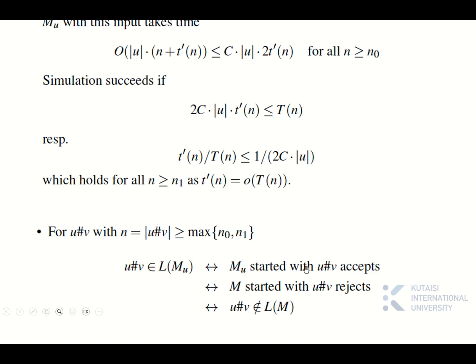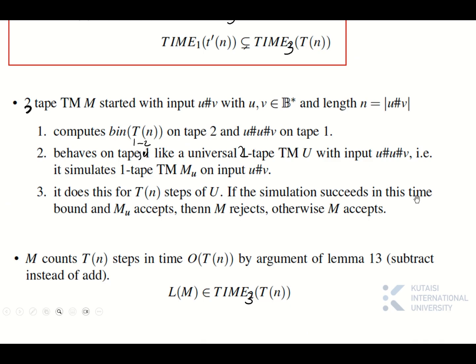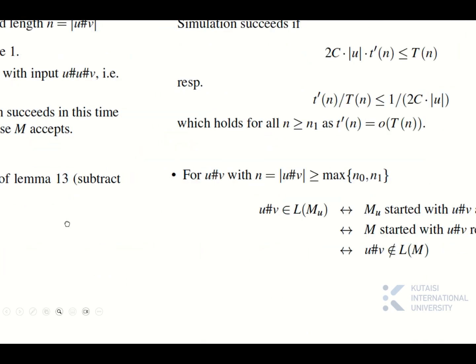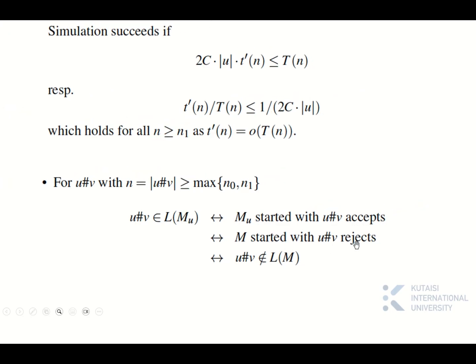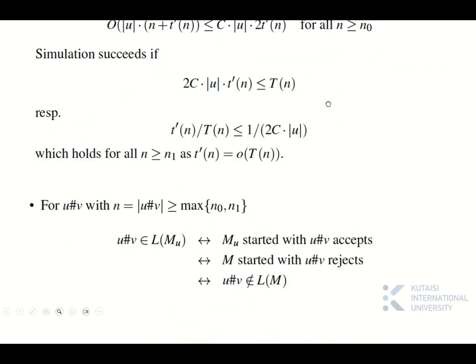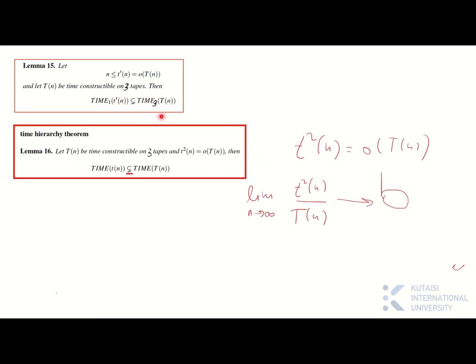Now mu started with input u and v accepts. How I designed my machine, if the simulation succeeds, then I reject. So this means that m started with uv will reject. This is the definition of my m, if and only if. And if this rejects, that means that u hashtag v is not in LM. So I just proved to you that there is some input which is in LM and not in LMU and not in LM. So LM cannot be equal to LMU. That means you can never create a machine that accepts this language here in t prime n time, less time than tn, on one tape. So this proves the lemma.